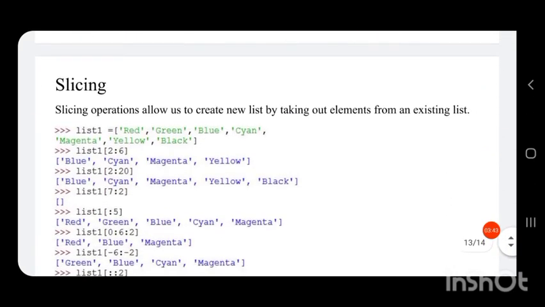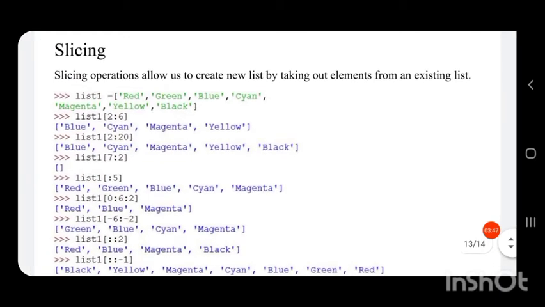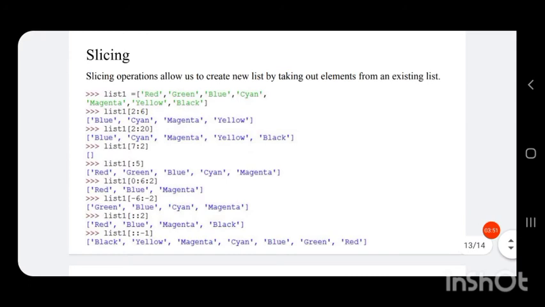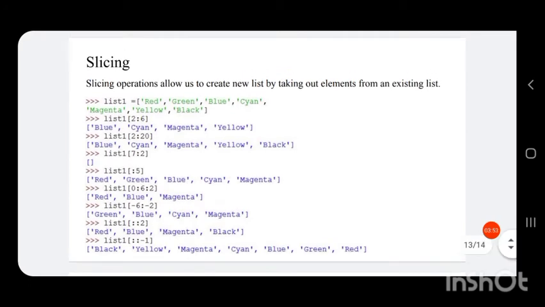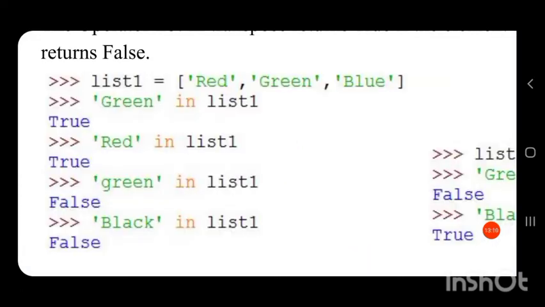Next operation is slicing. Slicing operation allows us to create a new list by taking out the elements from an existing list. Blue, it is a list containing strings, that is different colors. Colors are strings, so they are represented in single quotes.